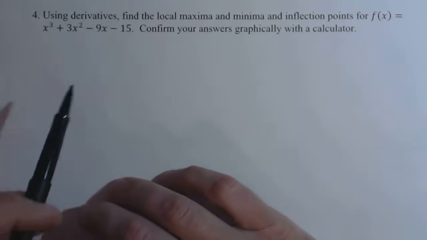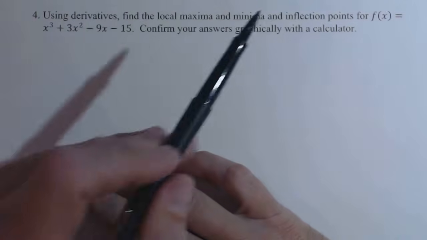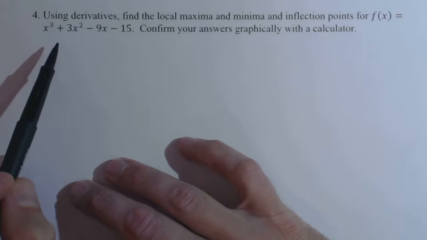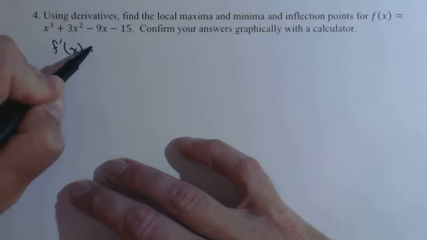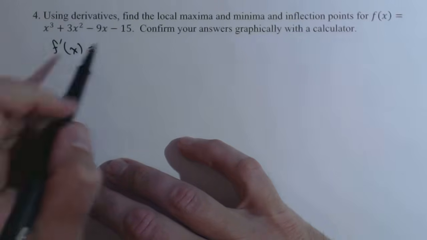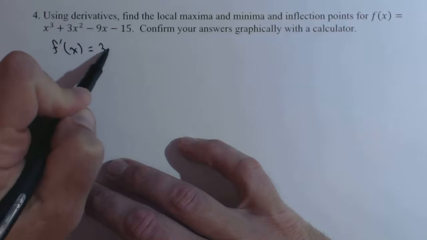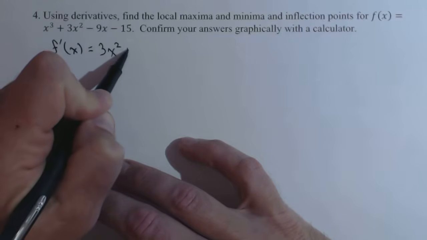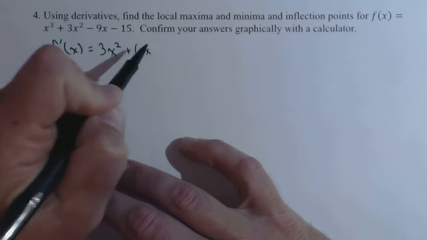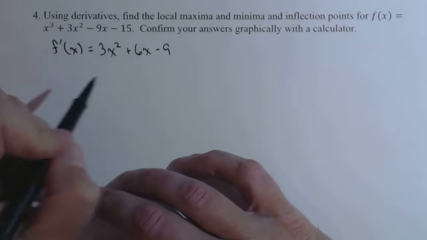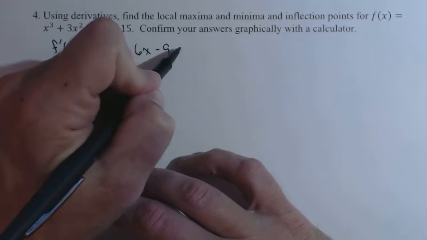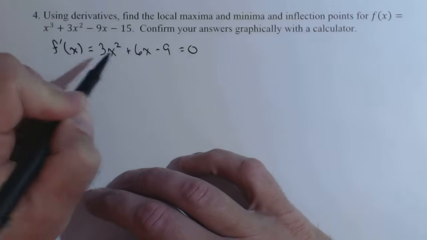In this problem, we're going to use derivatives to find all our maxes, mins, and inflection points for the following function. And then we'll take a look graphically to see if everything matches up. First thing we're going to do is take our derivative. So taking the derivative here, we get 3x squared plus 6x minus 9. And let's go ahead and set that to 0.